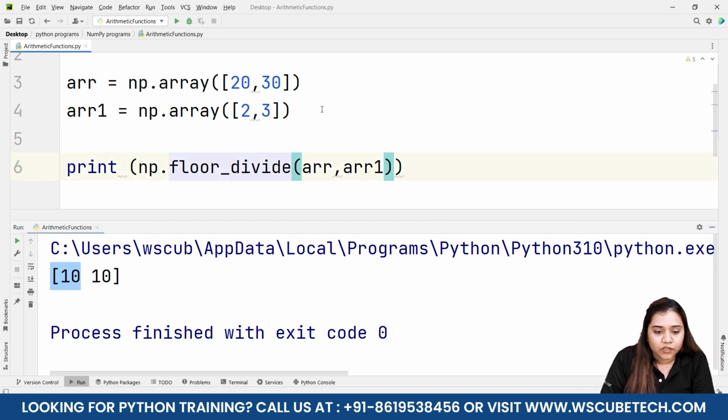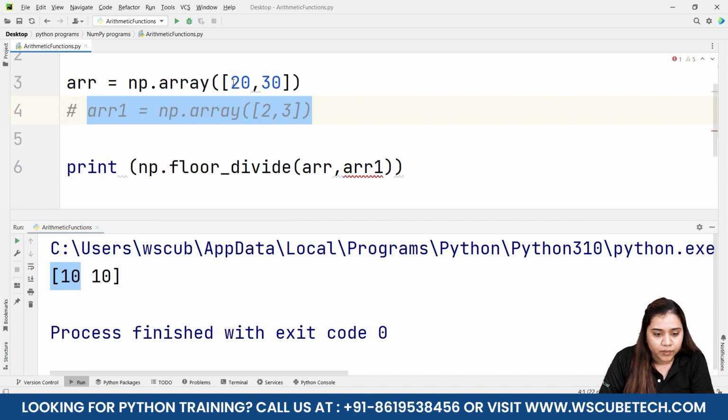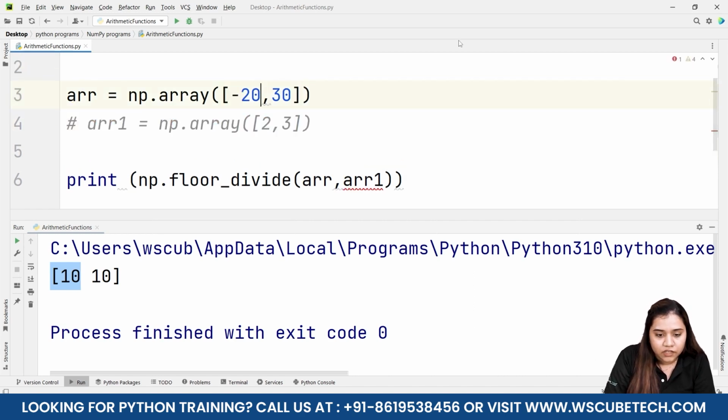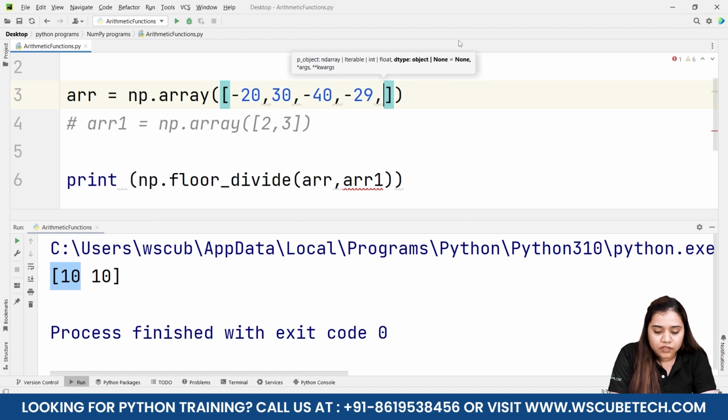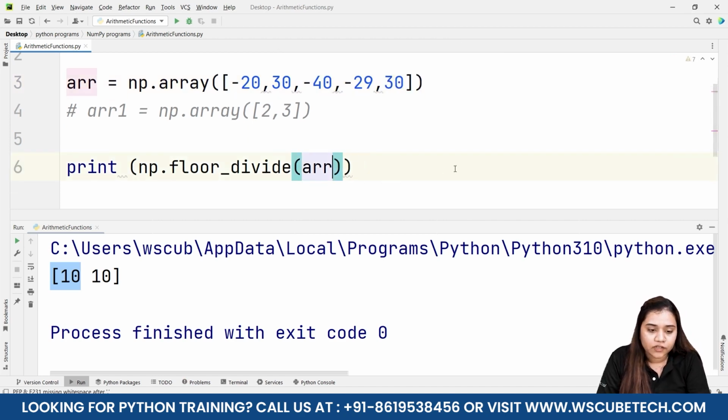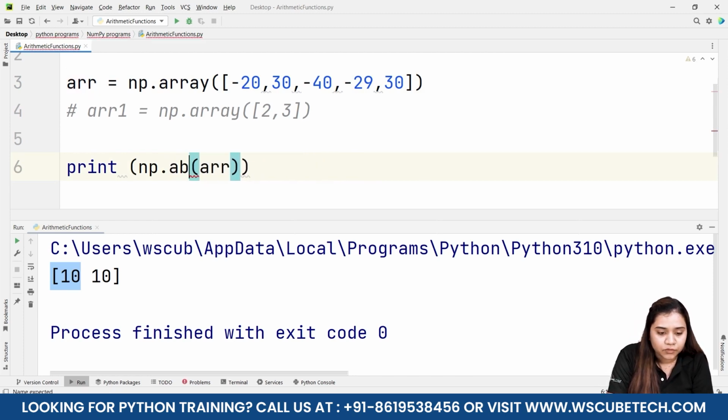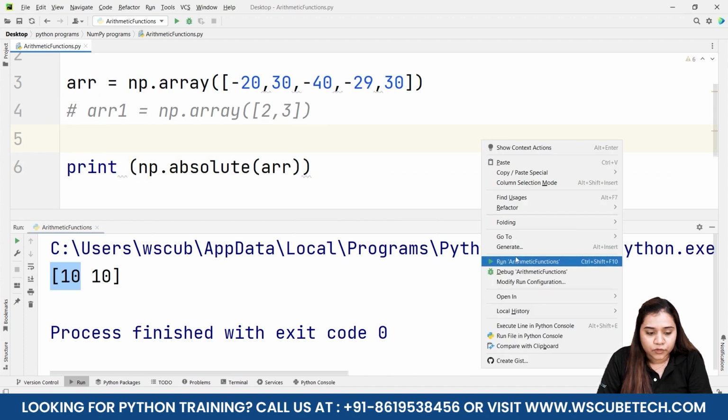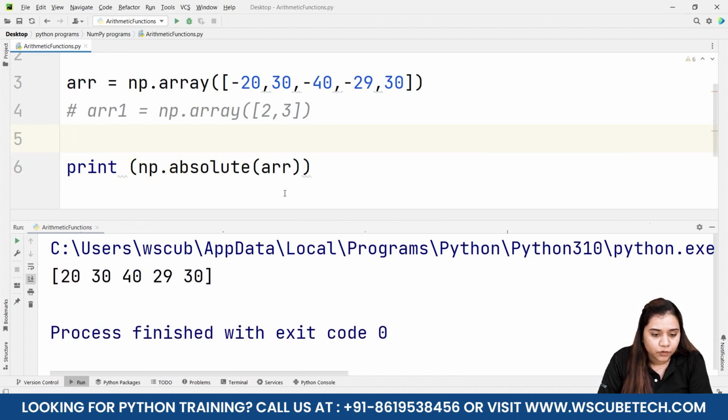Similarly, let's say I put this inside a comment and I write minus 20, 30, comma, minus 40, comma, minus 29, comma, 30. What I want to get here is the absolute positive value of all of them. For that, I simply write np.absolute, and if I write absolute of it, I get all the values as absolute positive. That means all the negative values have now been converted into positive values. So this is how you can find it.